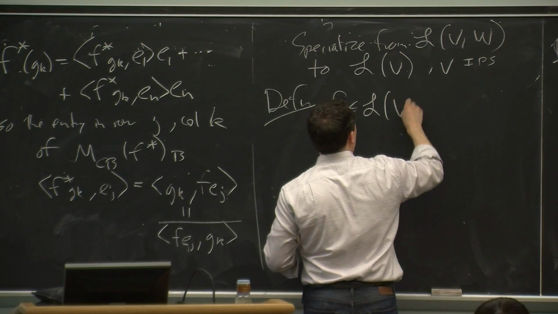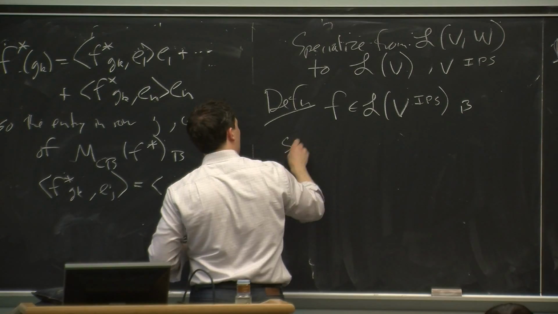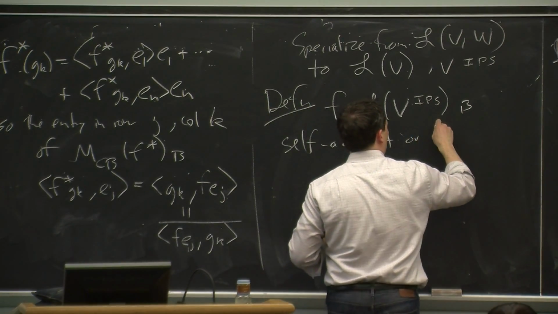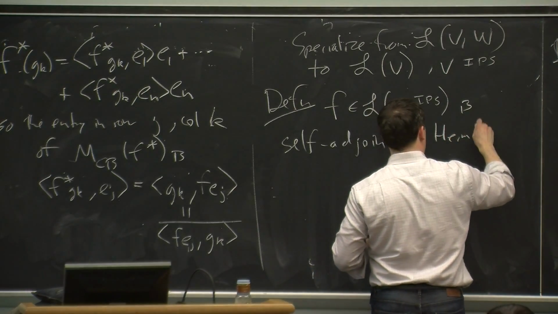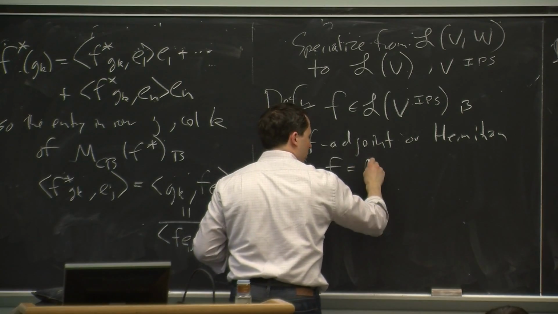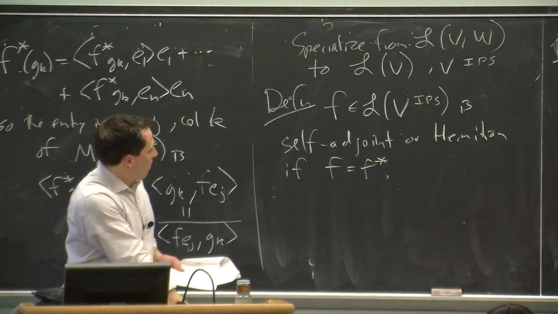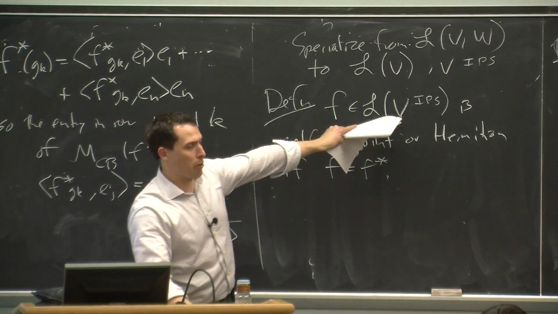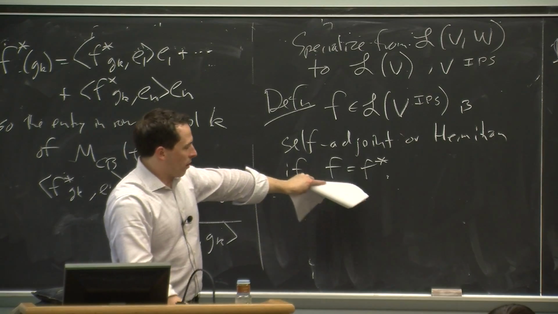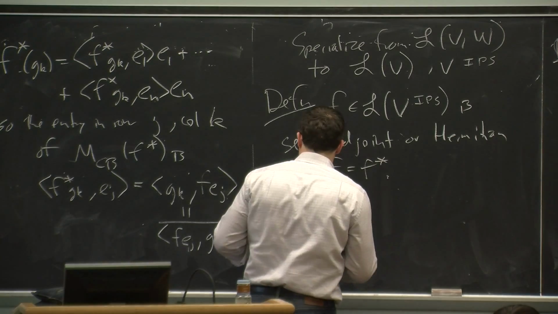So F in L(V), V an inner product space, is called self-adjoint, or Hermitian, if it's equal to its own adjoint, F equals F star. So if we have an orthonormal basis for V, that's an orthonormal basis for both the domain and the codomain, and that says that the matrix of the operator is equal to its conjugate transpose.